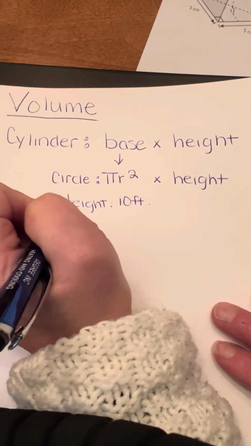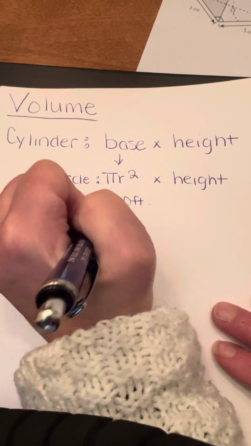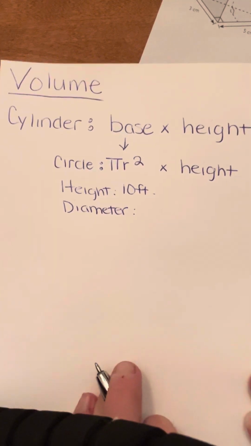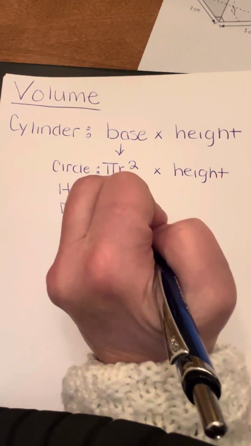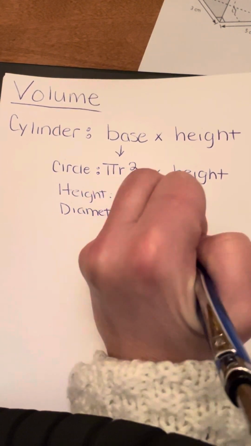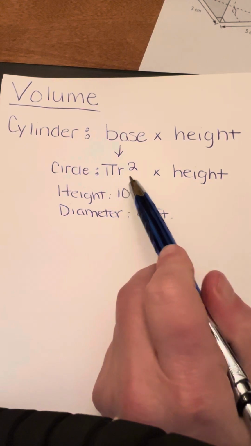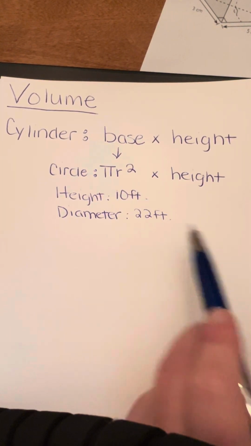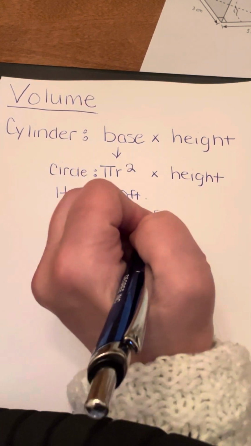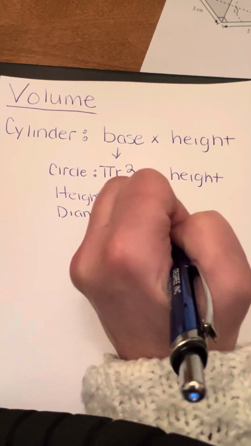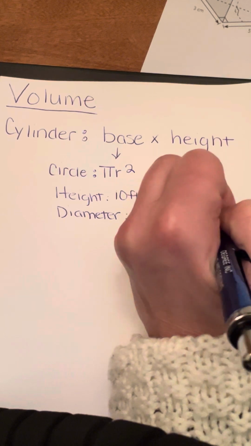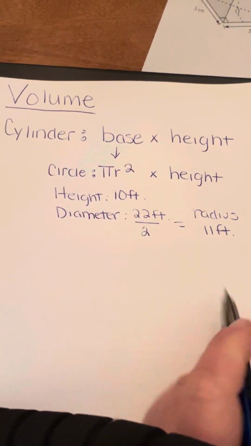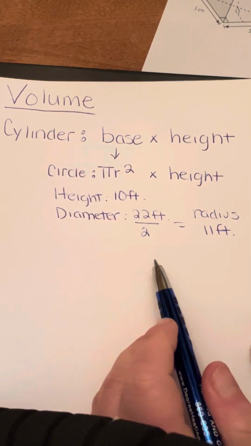The other piece of information we are given is the diameter. That's the full length that goes from one side to the other, directly through the center, which is 22 feet. Now nowhere in this equation does that diameter show up, so we need the radius. The radius is half of the diameter. If the diameter is 22 feet, we divide that by 2 and we get our radius, which is 11 feet.